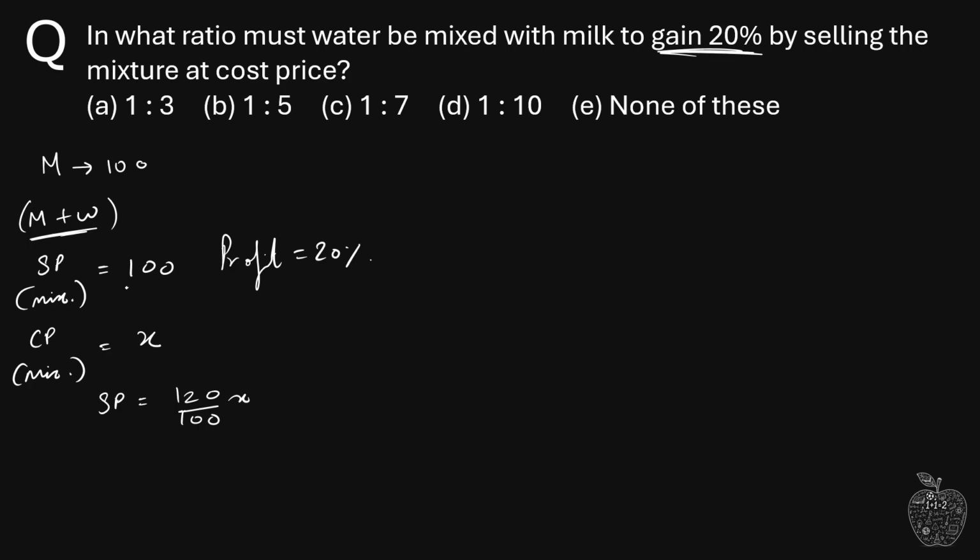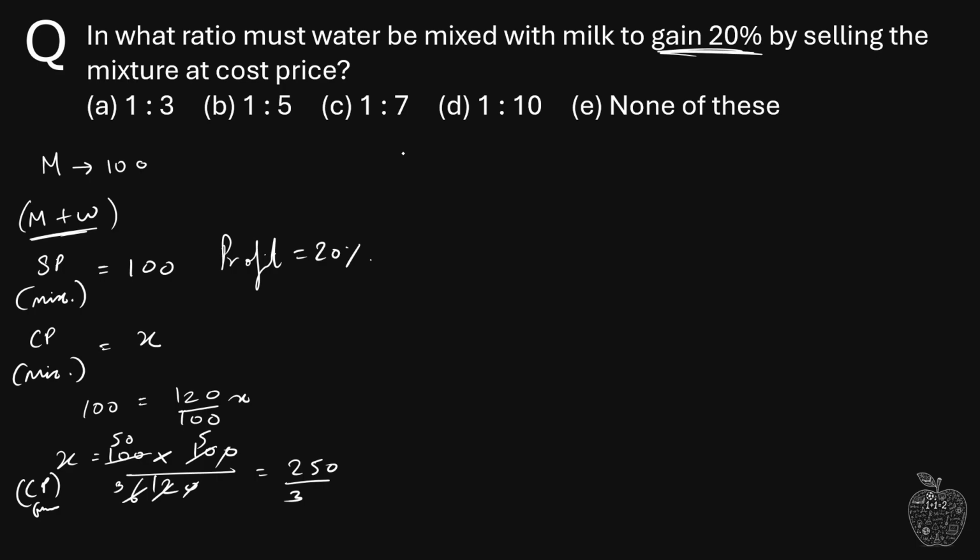But we already know that the selling price is 100. So for SP, I'll write 100 here. From this I can calculate the value of x. So x here will be 100 into 100 divided by 120. 0, 0 gone, 2 6s are 12, 2 5s are 10, 2 3s are 6, 2 5s are 10, and 0. So we get 50 into 5, 250 by 3. So we have the value of x, x being the cost price of the mixture, which is 250 by 3.